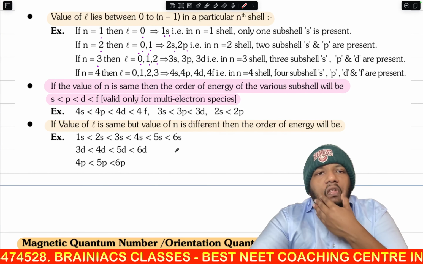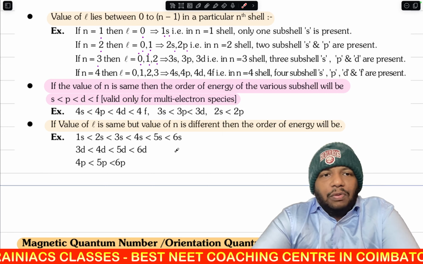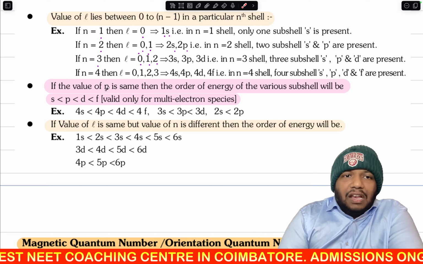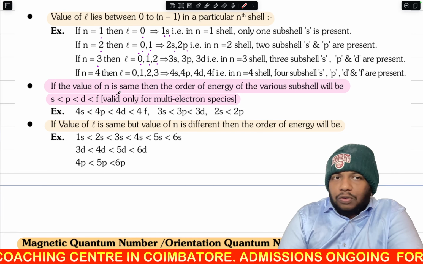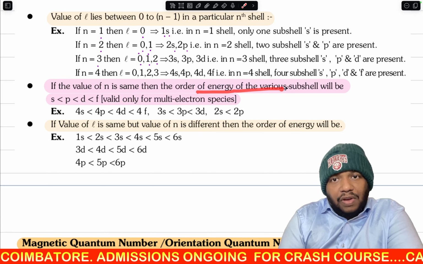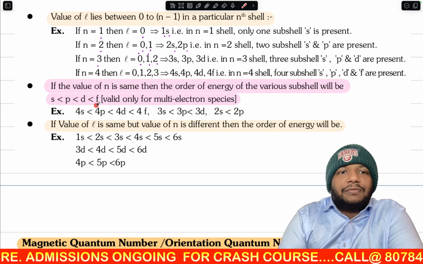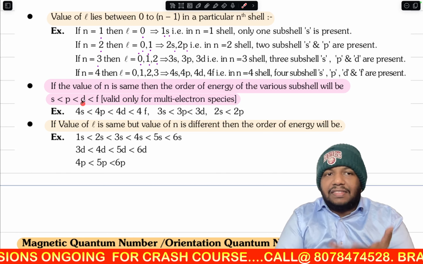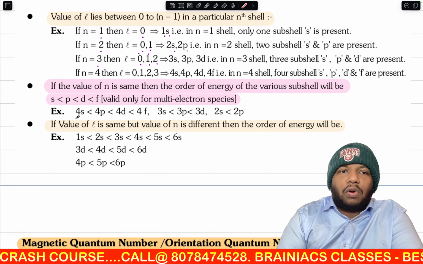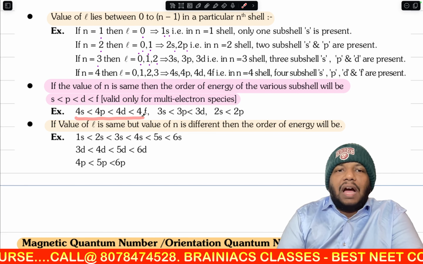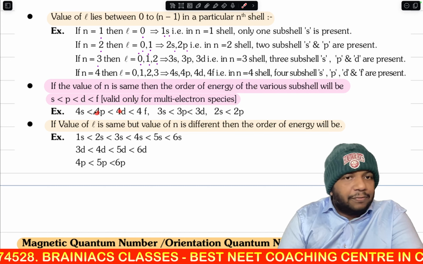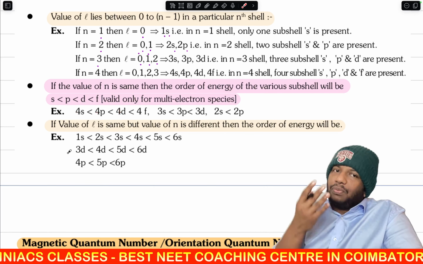Okay. So now, if you want to arrange this in the form of energy, I can easily say that if the value of N is the same, then the order of energy of the various subshells will be like this: F subshell will have higher energy, then D, then P, then S. For example, if I am comparing the complete fourth orbit, I can easily say 4F has higher energy than 4D, which has higher energy than 4P, which has higher energy than 4S.